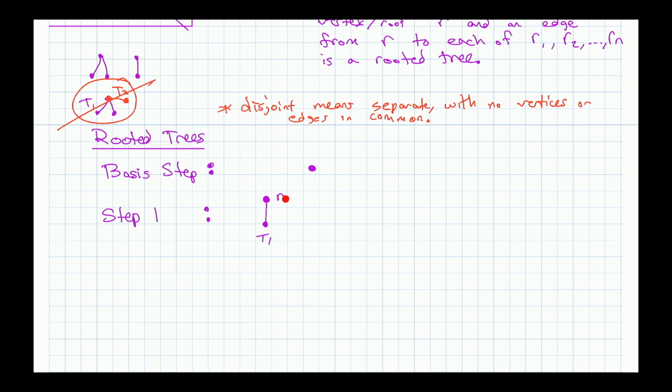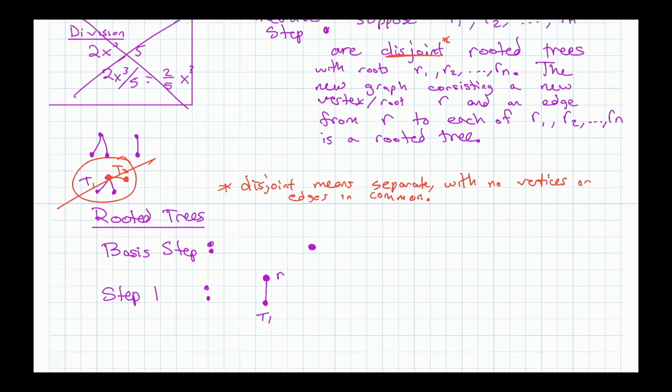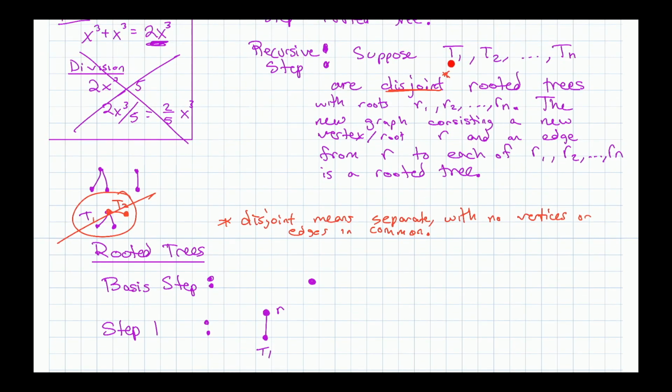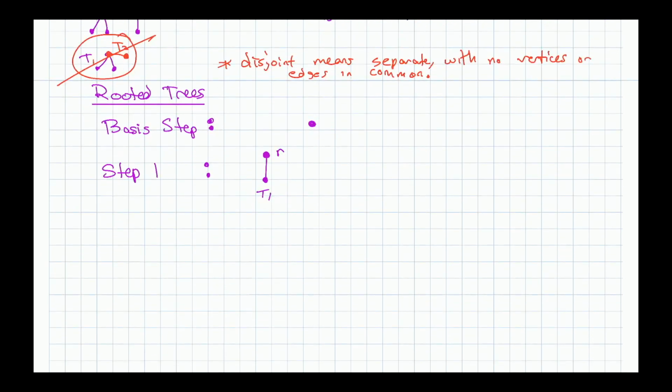You have a new vertex R, you've got an old T1, you connect R to the root of T1. Now, we said that you could do this for T1, T2 up to Tn. So it's not just one T1. You could have a T1 and a T2, right? How would you form a new rooted tree from that? Well, you would have to add a new root, which we'll call R, and then make an edge from R to both of the other trees. So that's a rooted tree.